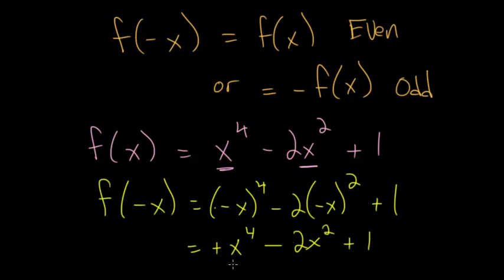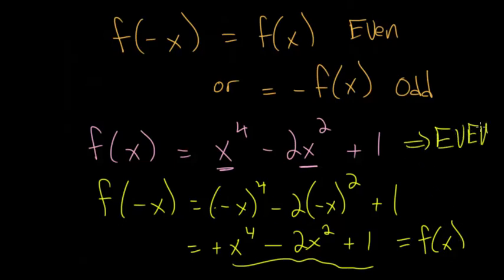But notice this right here, this is the function we started with. This is just f of x. So when we put in the opposite of x, we got back the original function. So this right here has even symmetry. And we should expect that because it only has even terms.